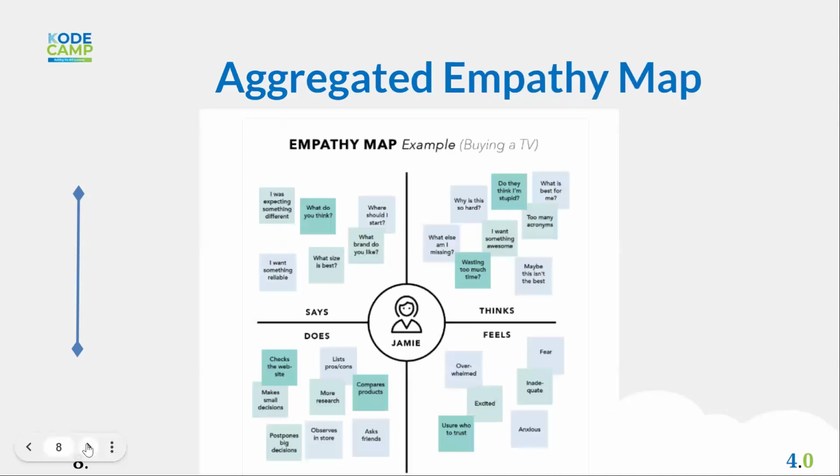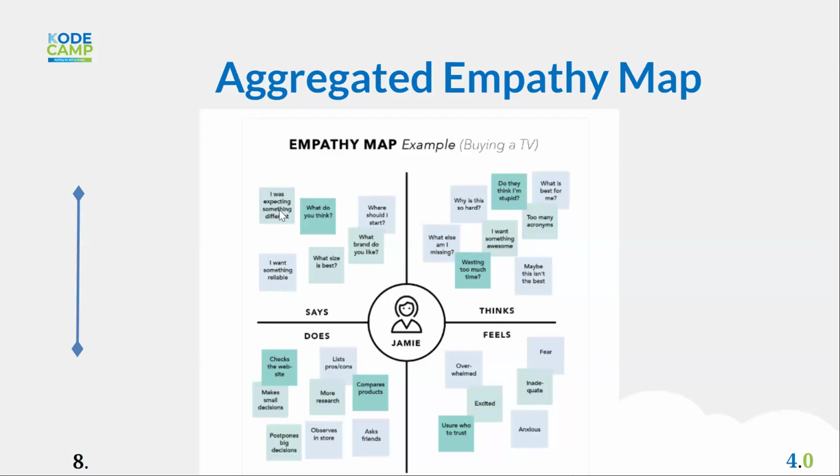Then we have the aggregated empathy map. Like I said earlier, it's a representation of everything you found out about your entire user group, or a group of users with similar problems or pain points. So here, if you interview 10 people, you are going to write the 10 things that they say about something in the Says quadrant. You are also going to write all the things they do in the Does quadrant. You also write all the things they think in the Think quadrant and also what they feel in the Feels quadrant. So for example, buying a TV.